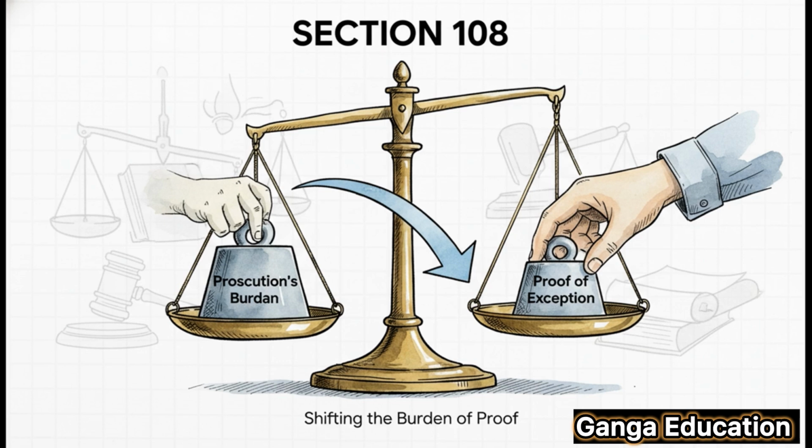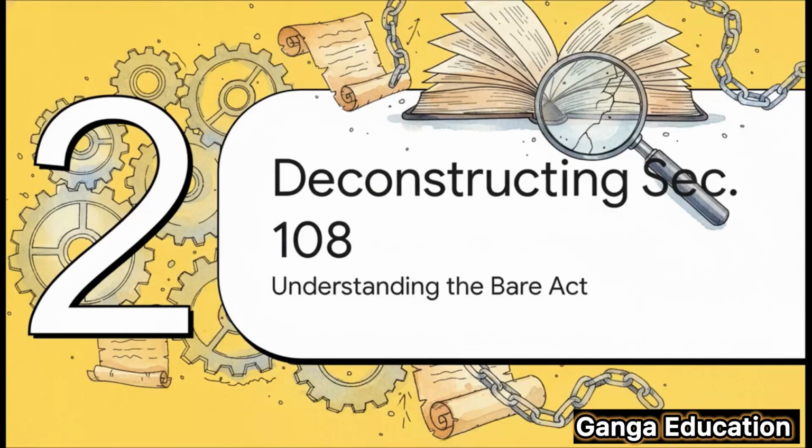It says that if an accused person wants to bring their case under any general or special exception, then the burden of proving the facts for that exception falls squarely on the accused. And it makes sense, right? Because the accused is the one who has special knowledge of those circumstances. Okay, let's move on to our second part.